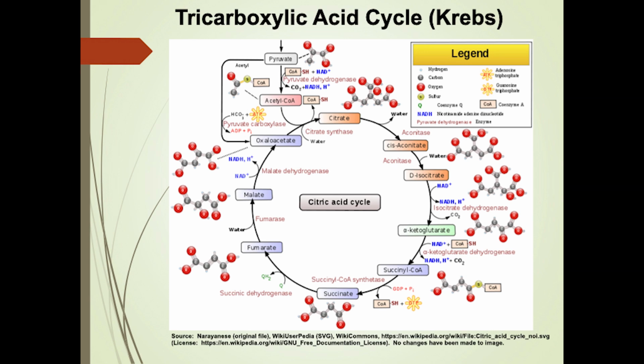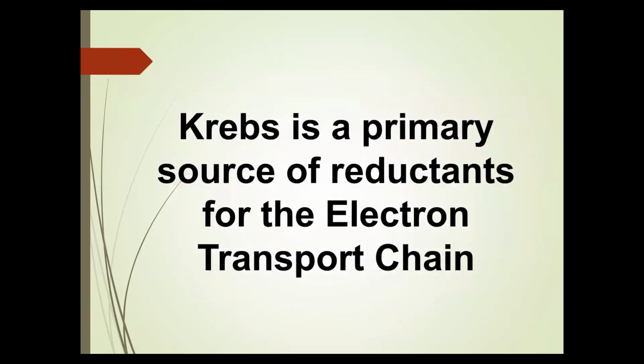Notice also that we're getting NADH being produced at 4 points in the Krebs cycle. NADH is a molecule that is high energy. This NADH is fed into the electron transport chain to produce ATP. Krebs is a primary source of reductants for the electron transport chain.